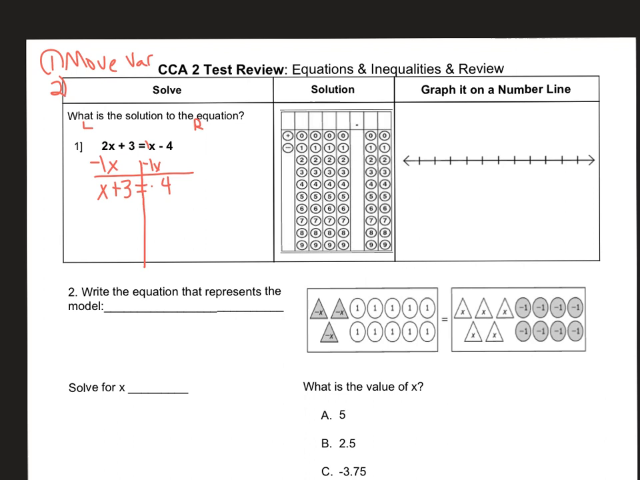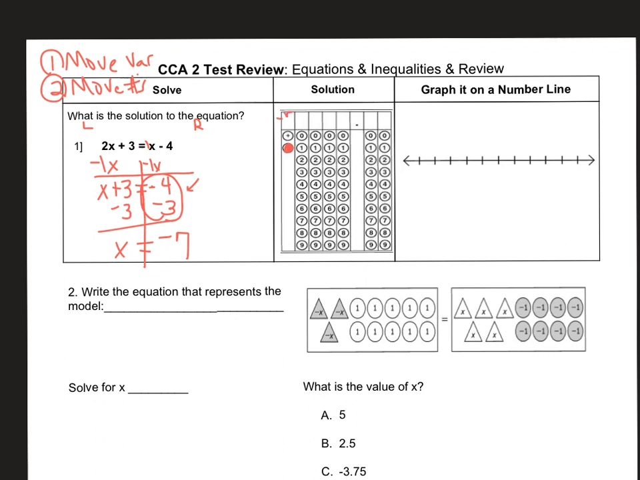Now I need to move my constants, or my numbers, over to one side again, by adding or subtracting. So I want x by itself. The inverse of adding 3 is to subtract 3 on both sides, and that leaves me with x is equal to negative 7. Again, negative 4 minus 3. Use your Desmos calculator if you forgot your integer rules. Don't forget that you need to grid correctly.